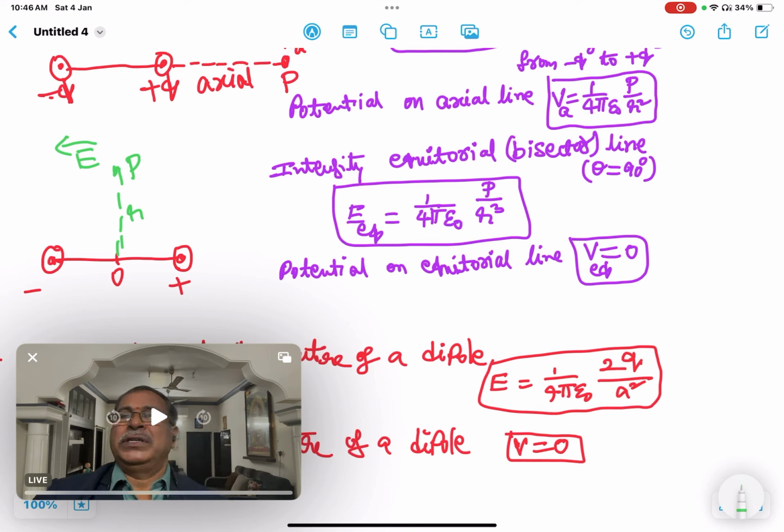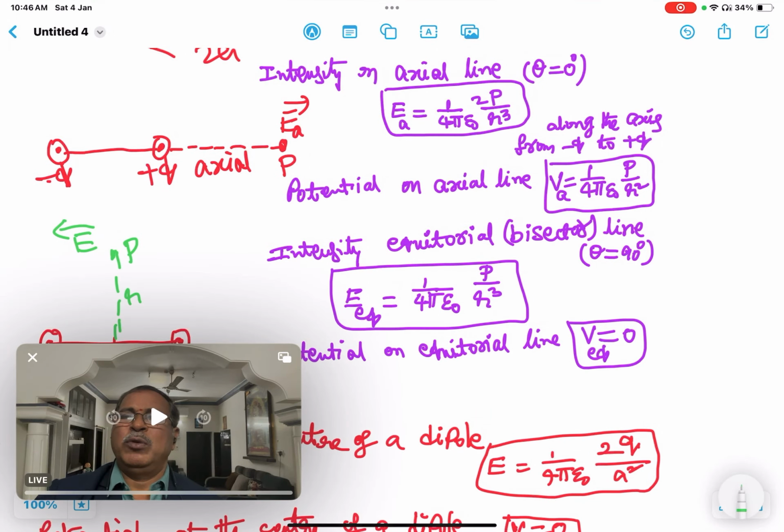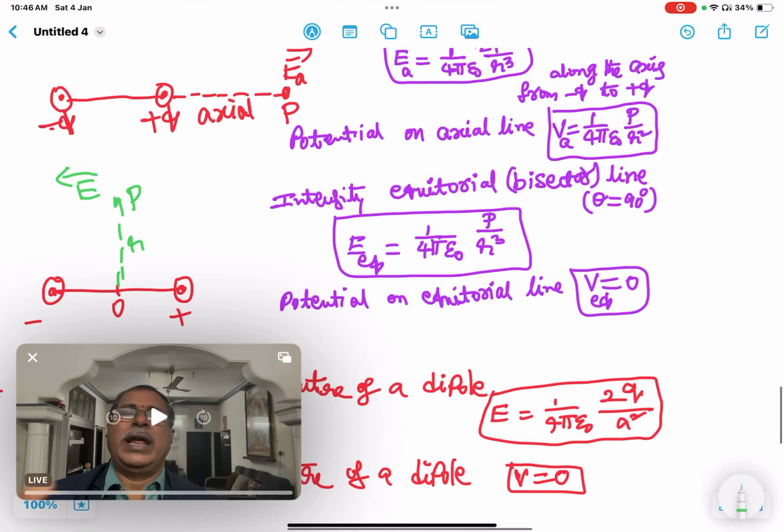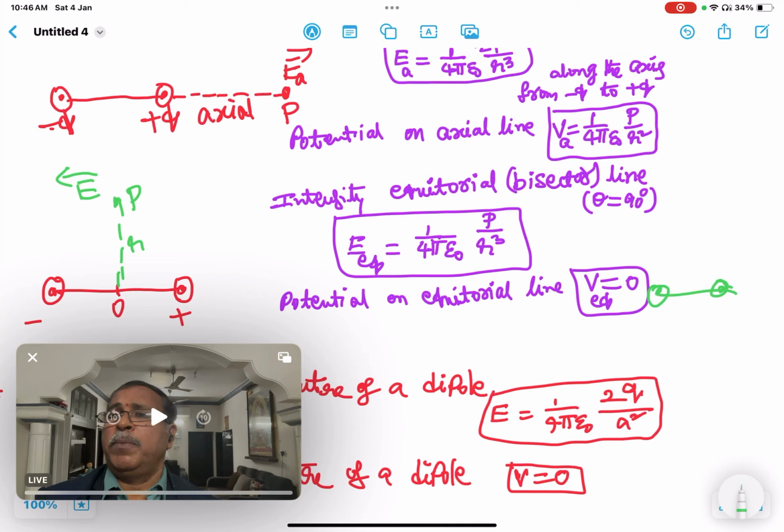So intensity on the equatorial line is P by R cube, because of the distance difference between those two; that is 2P by R cube for the axial line and P by R cube for the equatorial line. You can differentiate. Now potential on the equatorial line is 0, because in that formula cos 90 is 0. So at any point on the equatorial or bisector line, potential is 0. Suppose it is a dipole, at any point on the equatorial line like this, everywhere potential is 0 on the bisector line, right?